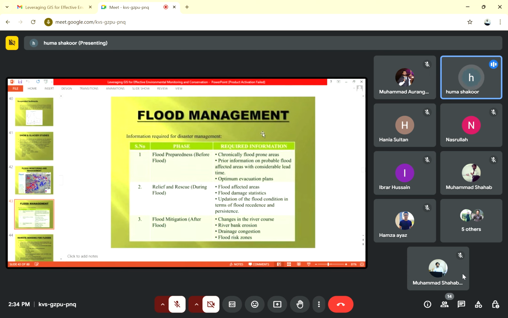So this is the preparedness, relief and rescue during flood-affected periods, flood damage statistics, updates of flood conditions in terms of flood residence and persistence, and mitigation of the floods. That is the preparedness before the flood, and after that the post-flood effects or post-flood mitigations: change in river course, river bank erosion, drainage congestion, and the flood risk zone. These are the required themes which you have to show on the map for flood monitoring or management.